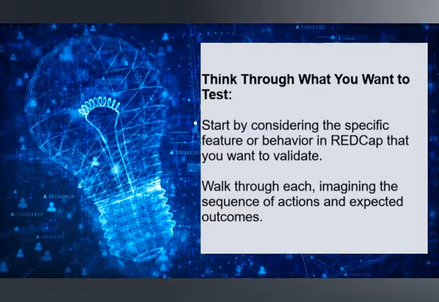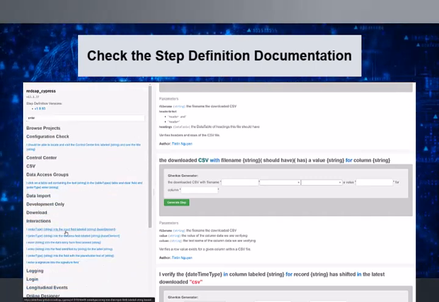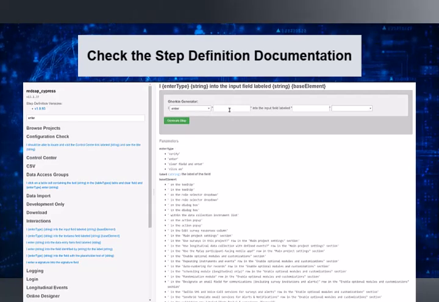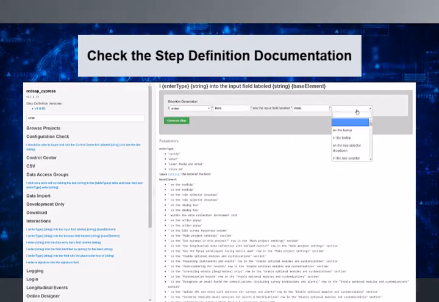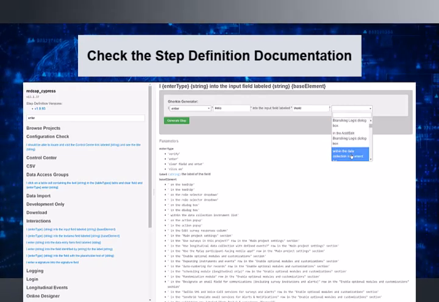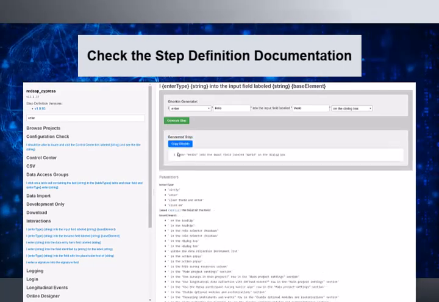Check the step definition documentation. Once you have a rough idea of your scenario, visit the step definition documentation. This resource is crucial because it provides a list of predefined phrases you can use in your Gherkin scripts. These phrases correspond to specific actions in REDCap. For each step in your scenario, find the matching phrase in the documentation to ensure your script will work as intended.